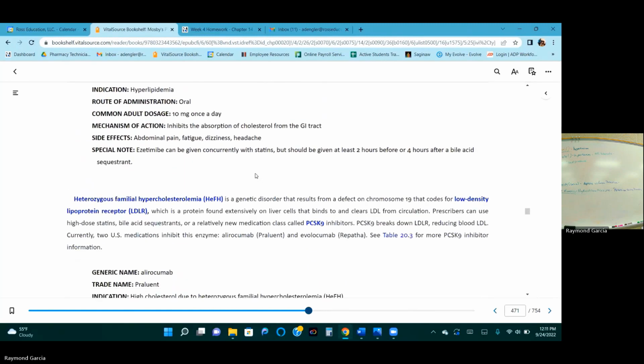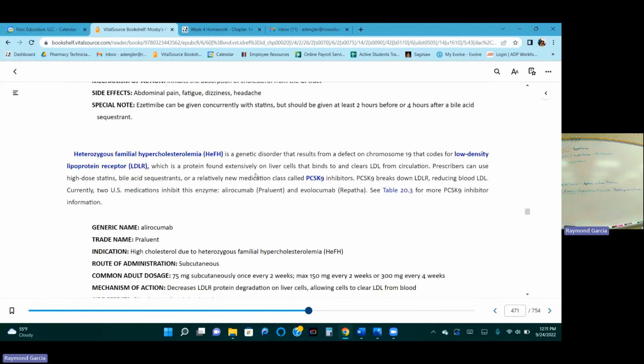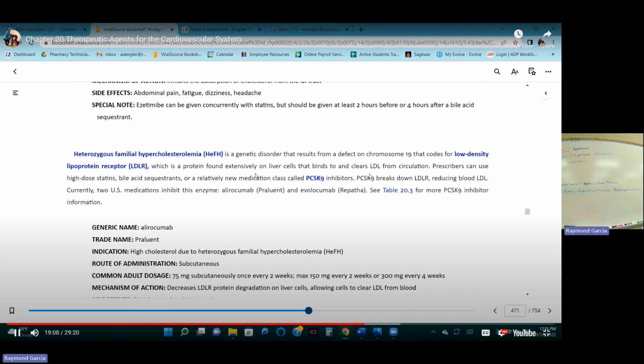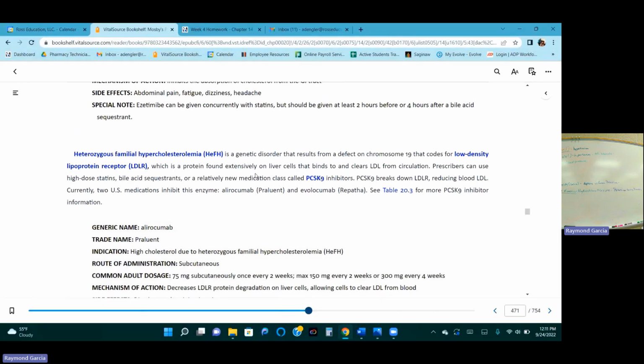Heterozygous familial hypercholesterolemia is a genetic disorder that results from a defect on chromosome 19 that codes for the low-density lipoprotein receptor, which is a protein found extensively on liver cells that binds to and clears LDL from circulation.